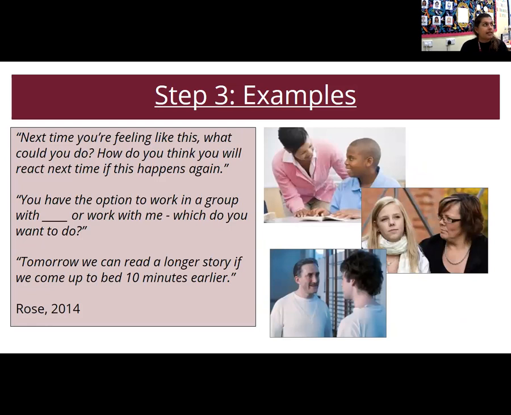And step 3 examples are: next time you're feeling like this, what could you do? How do you think you will react next time if this happens again? Now, I would only put that question forward to someone who is developing their understanding of regulation. I wouldn't put that forward to a child who is in early years, perhaps, or a child whose emotional literacy is quite poor. I would actually say, I think that you need X, Y, and Z, and you put that to them. Would you like to do that with me? You have the option to work in a group with so-and-so or work with me, which do you want to do?